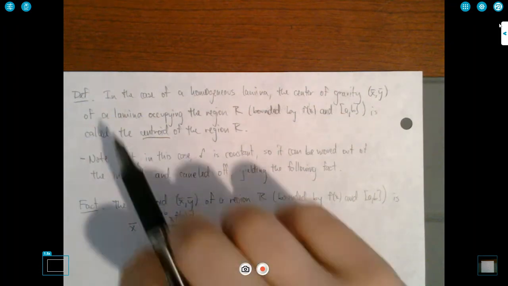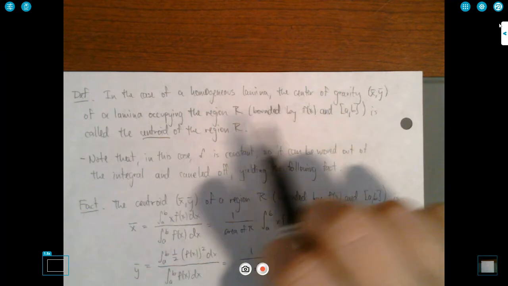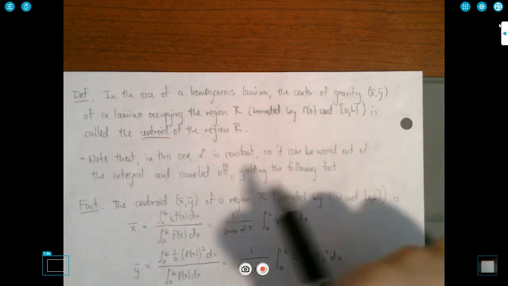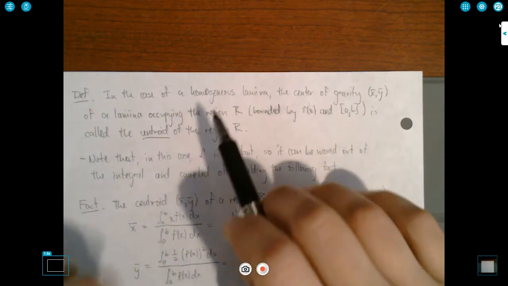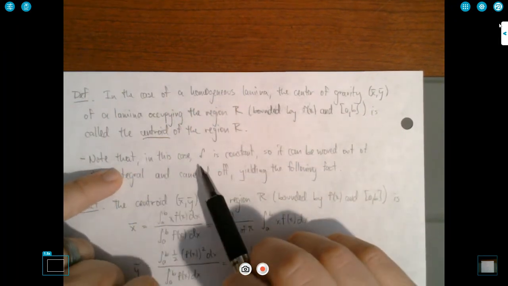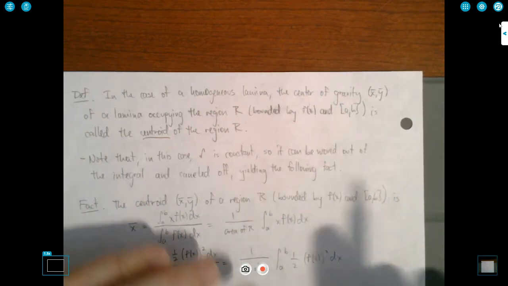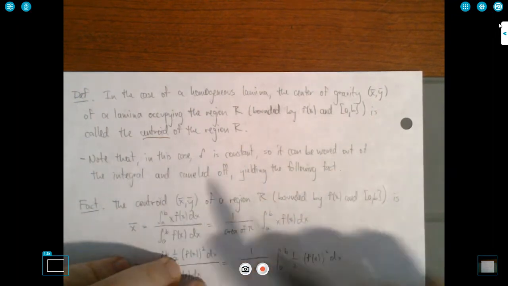In the case of a homogeneous lamina, the center of gravity (x bar, y bar) of a lamina occupying the region R, again bounded by f of x and a, b, is called the centroid of the region R. So if the lamina is homogeneous, then it gets a special name. Instead of calling it the center of gravity, we just call it the centroid. Now note that since the lamina is homogeneous, the density delta is going to be constant throughout. It's going to be uniform throughout the region, so it's a constant, and so we can move it out of the integral and then cancel it off.